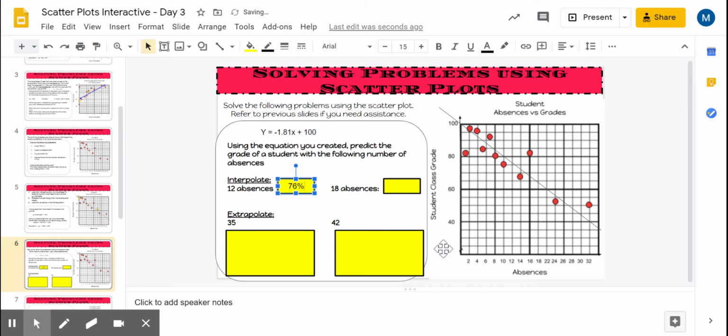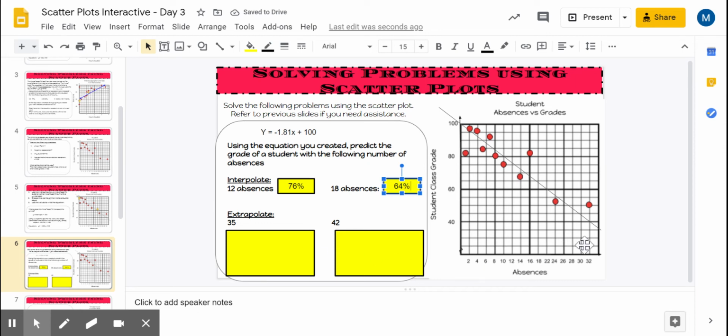76%. All right. How about 18 absences right here? So we put our cursor on 18 and we track up to the line, and that's interpolating. So according to our line of prediction here, we would be at a 60, 65. It's a little below 65. So maybe I would just approximate 64% for mine.